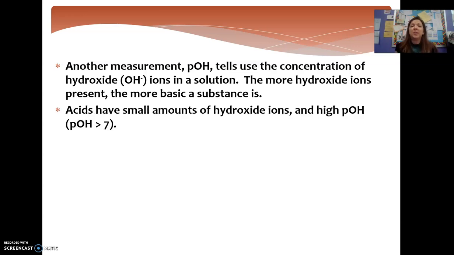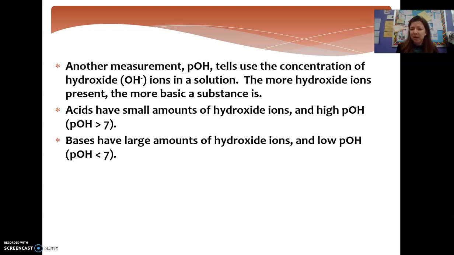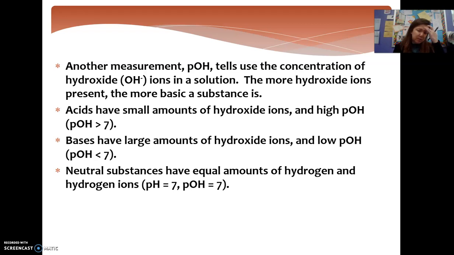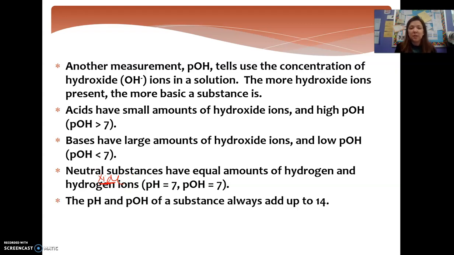So acids have a small amount of hydroxide ions and a high pH. Bases have a large amount of hydroxide ions and a low pH. Again, always opposites. Neutral substances have equal amounts of hydrogen and hydroxide. There's some typos in here, ions. Neutral substances have equal amounts of hydrogen, and this should say hydroxide ions. So their pH is 7 and their pOH is also 7, because I would also star this. You're going to have to know that for sure. If you add up the pH and the pOH, you should always get 14. Okay, and we'll practice that in a minute.